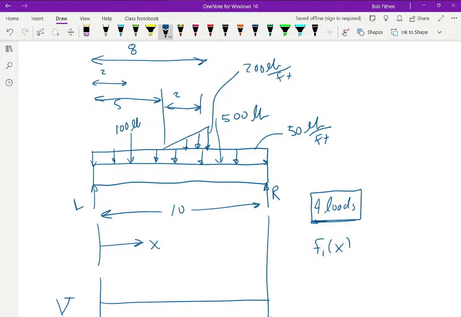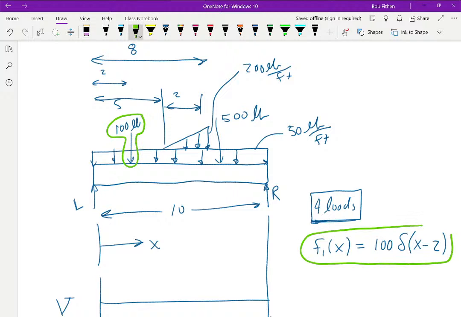So the first one, I've got F1 of X being 100 times a delta function, X minus 2. Now, maybe I'll color code these. So that one is that one. I may do multiples of these at the same time.